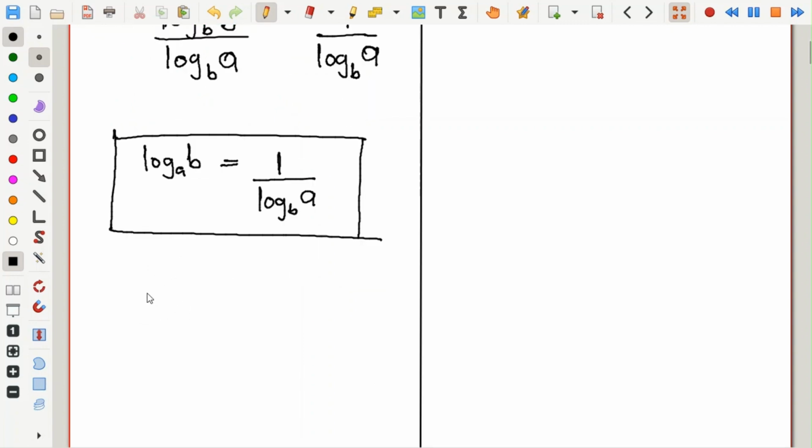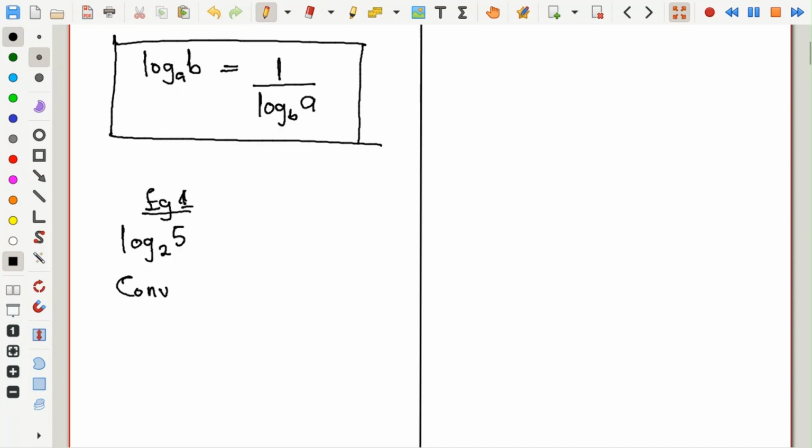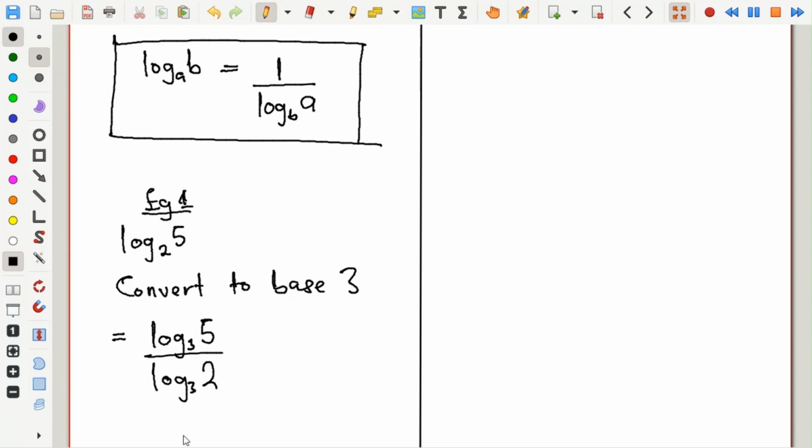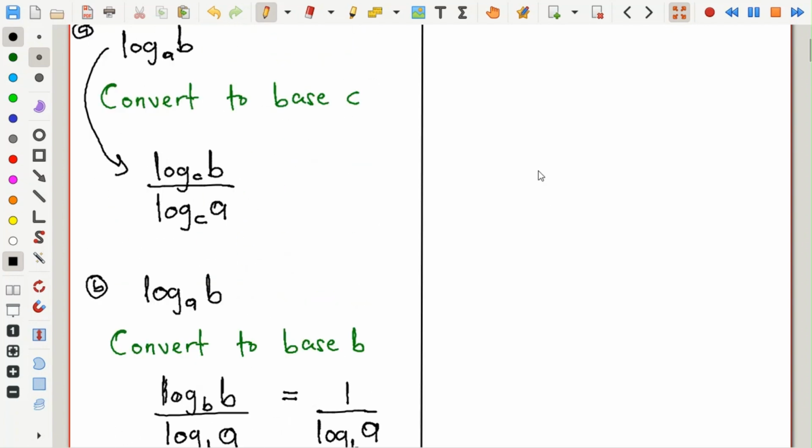So now let's take another example. I have log 5 to the base 2, and I'm being told to convert to base 3. So this is how to do it. You write logarithm at the top, logarithm down, your argument first, then your base follows. Then what are you converting to? You're converting to base 3. So you just write 3 here, 3 here. That's it. Not difficult, right? So you are done.